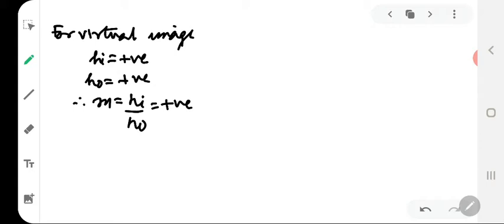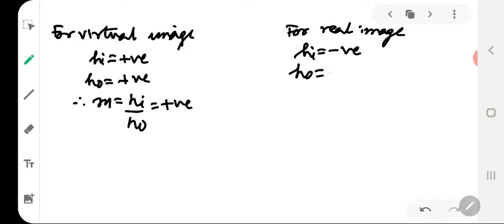Now for real image, height of image is negative, height of object is always positive. Therefore, magnification for real image Hi by Ho is negative. So we can say that if the magnification has a minus sign, then the image is real and inverted.